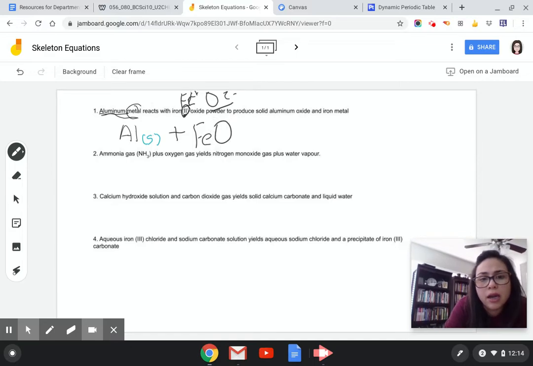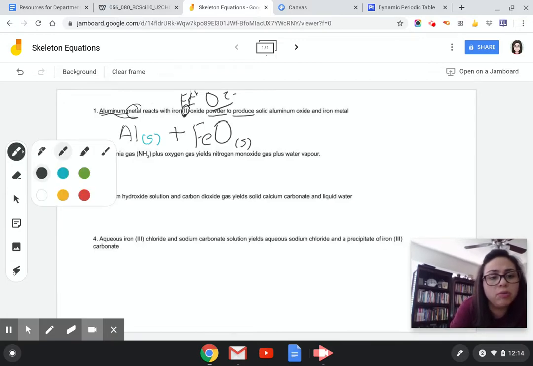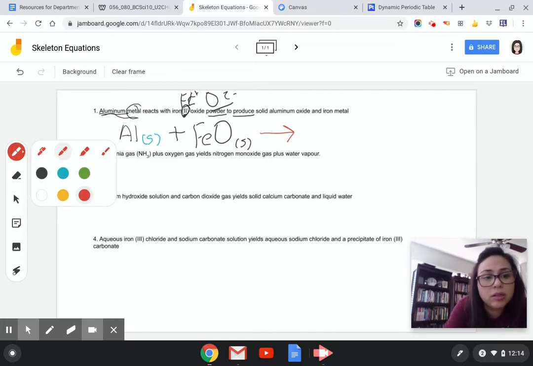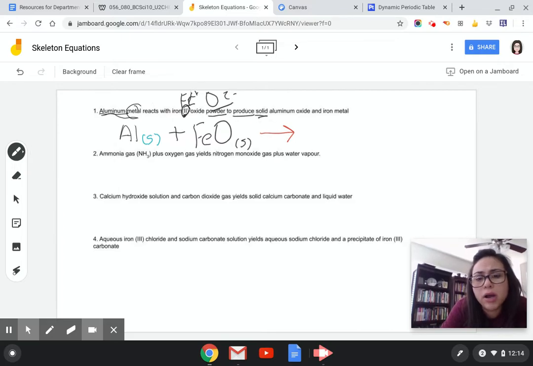Okay. It says powder, so I'm assuming that is a solid state. To produce, what is going to be the next thing that we write? It's going to be the arrow, showing what is being produced from these 2 reactants. The solid aluminum metal is going to react with the iron 2 oxide to produce a solid aluminum oxide.